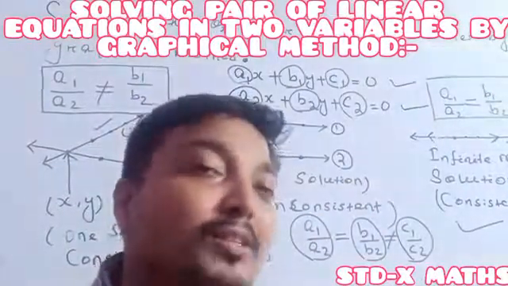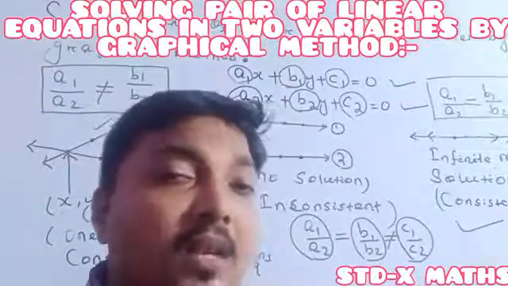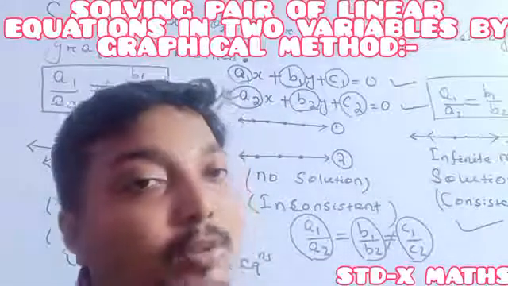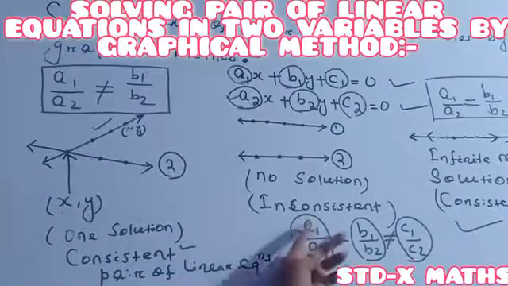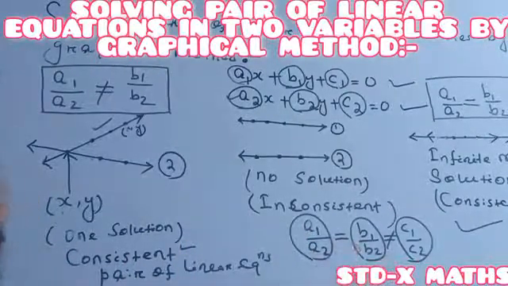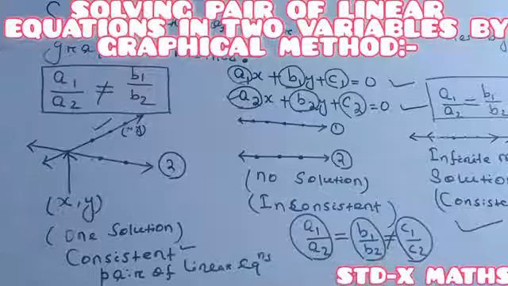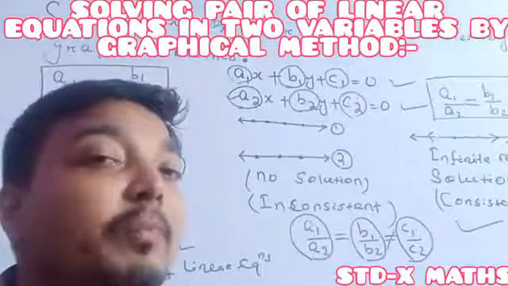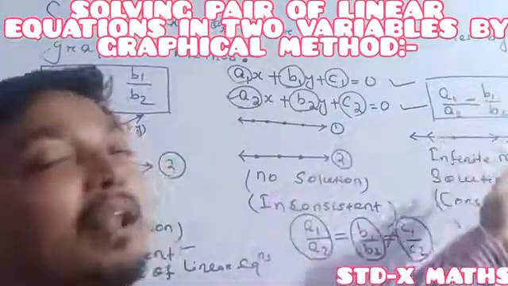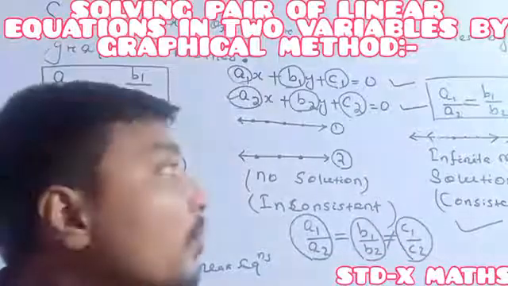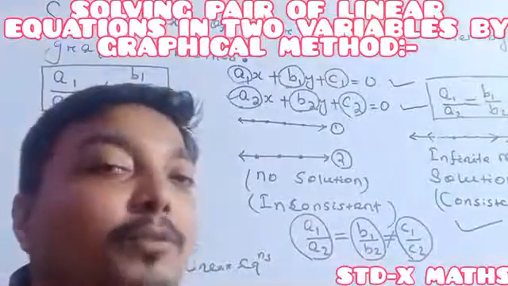Understood or not understood? You just have to remember the trick. First one: whenever a1 by a2 is not equal to b1 by b2, the lines will be intersecting. Intersecting also means consistent. Whenever a1 by a2 is equal to b1 by b2 and not equal to c1 by c2, the lines will be parallel to one another. And whenever all the ratios are equal, both lines are coincident. Understood? Okay, now we will do a few questions.